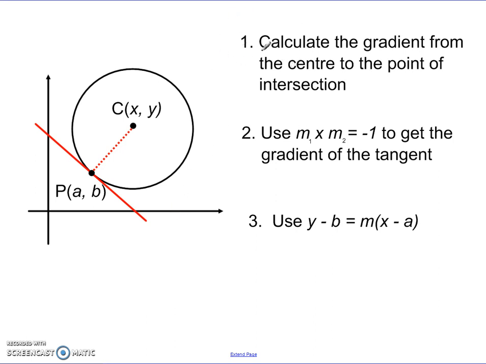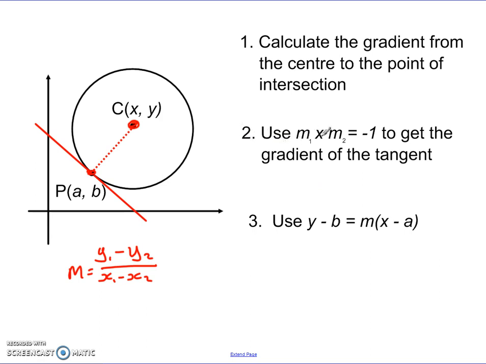So step one, calculate the gradient from the centre to the point of intersection. So that's the gradient from this point to this point here. And again, we simply use the standard gradient formula we remember from back in National 5. The gradient was y1 minus y2 over x1 minus x2. Stick to that formula for the gradient and you'll be fine.